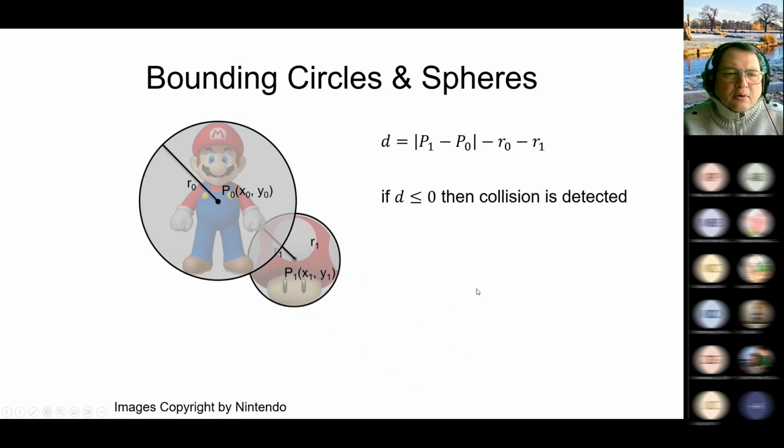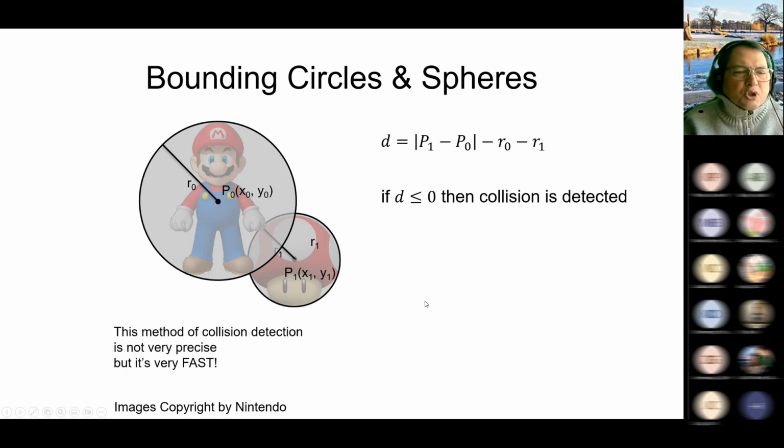An example is now. This will create a collision detection in this situation. This method of collision detection is not very precise, but it's very fast. It's the fastest. It's the best way to quickly estimate if we have a collision or not. Basically, the proper collision detection is a complex thing to do.